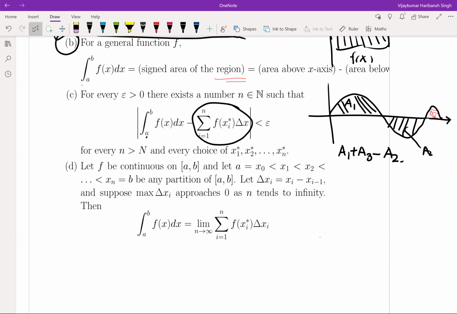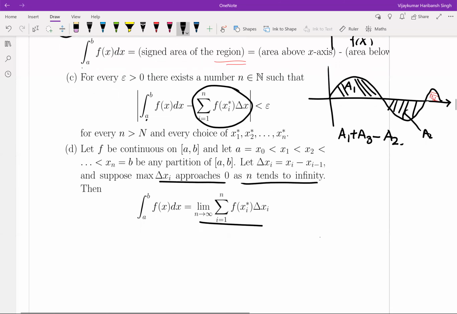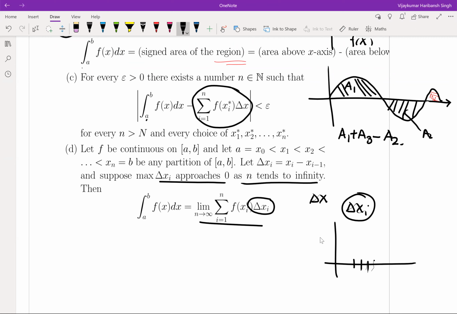Now, the next one is saying the following. Let f be a continuous function, and you take a partition with delta xi as xi minus xi minus 1, and suppose the maximum of delta xi approaches 0 as n tends to infinity. Then the integral from a to b of f(x) dx is going to be this limit. Here in this case you don't have delta x, but you have delta xi. So the width of the rectangle is also variable. So it's saying as long as the width of the rectangle is getting very small, it doesn't matter what width you take. So the width can be variable as well. Okay.